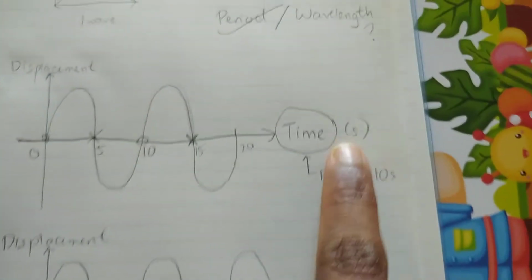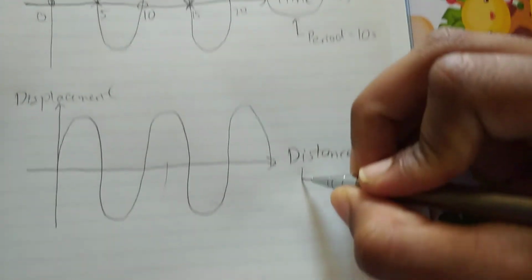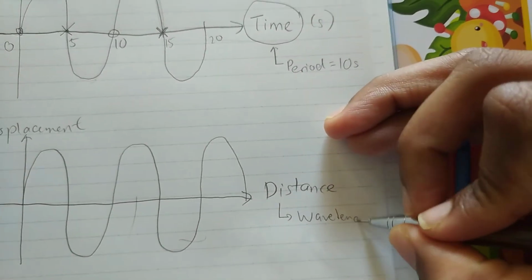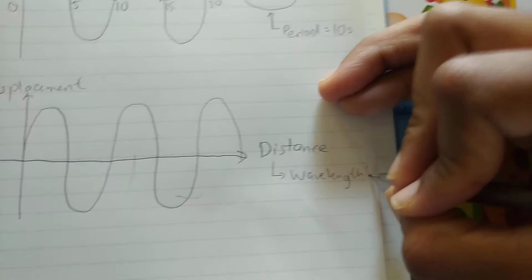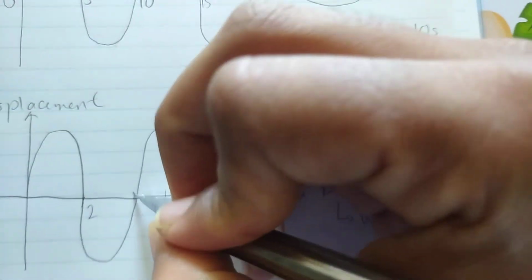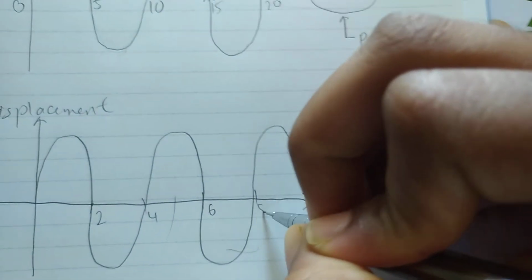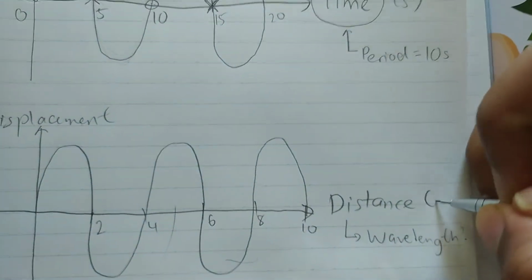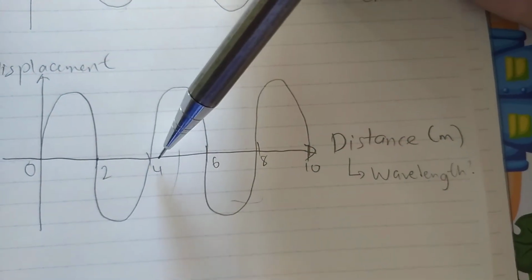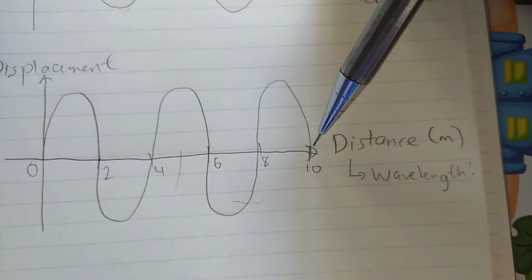See here, distance; this is time. Time is used to find period. Distance is used to find wavelength. So what is wavelength? Wavelength is how far you must travel to finish one cycle. So again, maybe here I give you 2, 4, 6, 8, 10. Distance in meters. So this is 0 meter, 2 meter, 4 meter, 6 meter, 8 meter, 10 meter.